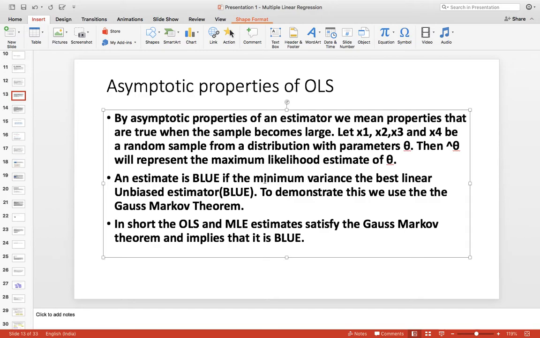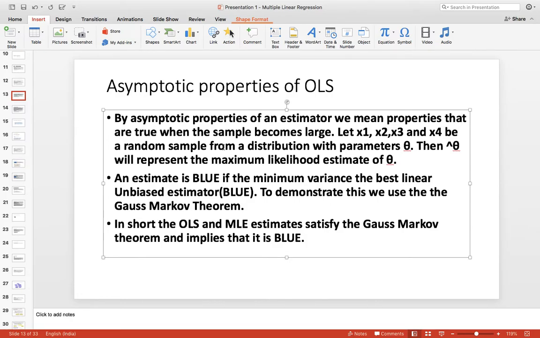To illustrate, let x1, x2, x3, x4 be a random sample from a distribution with parameter theta. Then theta hat will represent the maximum likelihood estimator of theta. So by asymptotic properties, it means that what you estimate from the sample of x1, x2, x3, x4 will be representative of the population parameter theta. So what you estimate is theta hat, but that will be true of theta. That is what you're really trying to estimate.